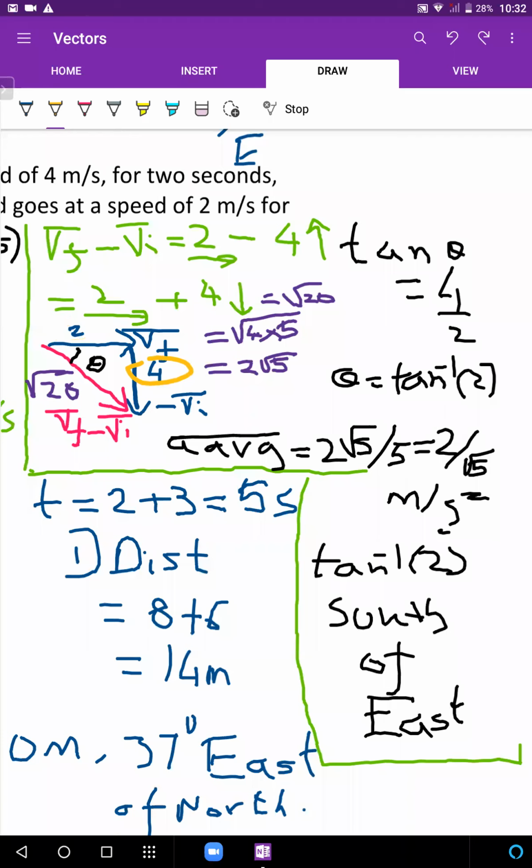Average acceleration is delta v by t. Delta v means final velocity minus initial velocity. Final velocity is 2 towards east. Initial velocity is 4 towards north, according to the question. Subtract them. How do you subtract? While subtracting, reverse the second term and add. So look, I'm reversing it and adding.